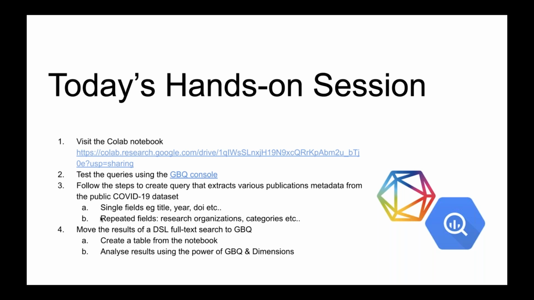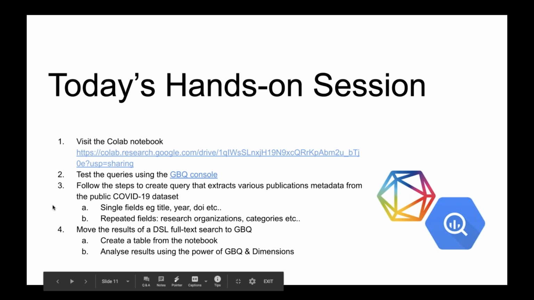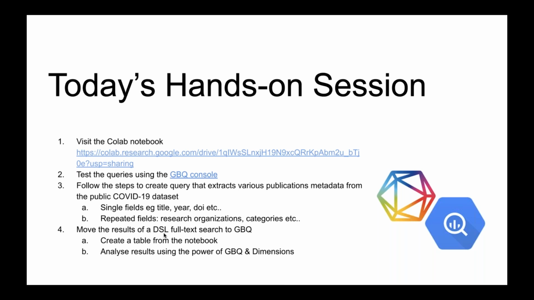So we'll be looking in particular at the concept of repeated fields, which is something not traditionally found in relational databases, something very specific to Google BigQuery. We'll see how we work with them. And then we'll be looking at the DSL, the API. Like I mentioned, the DSL allows you to search the full text of all the documents in Dimensions. Google BigQuery is more like a structured metadata database. It doesn't contain the full text.